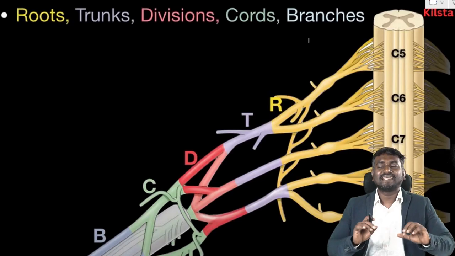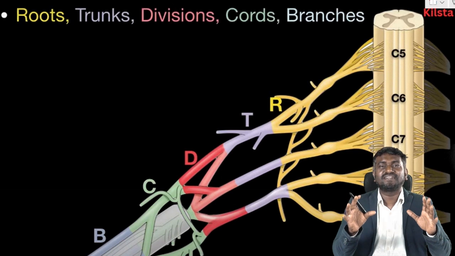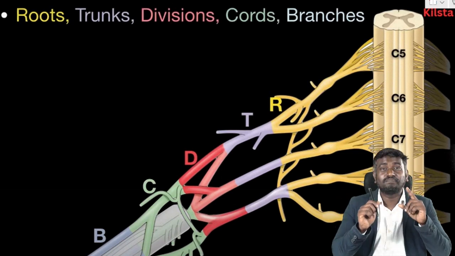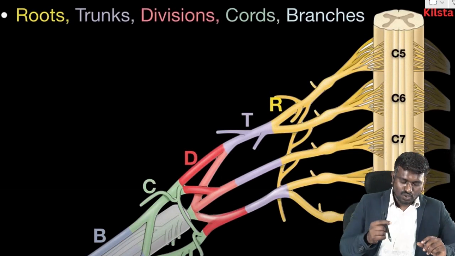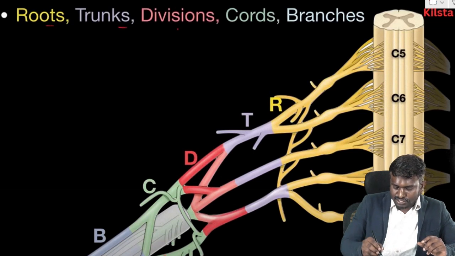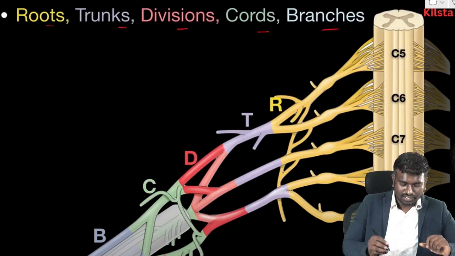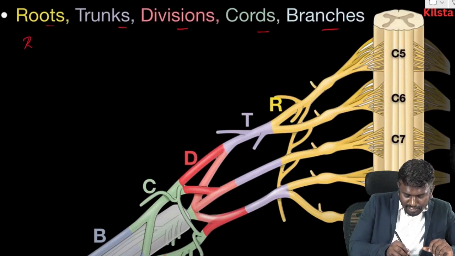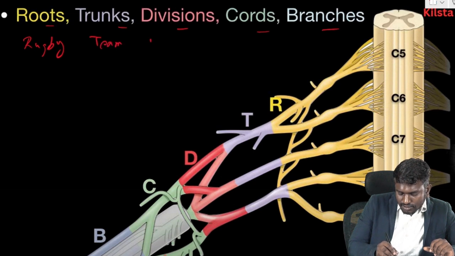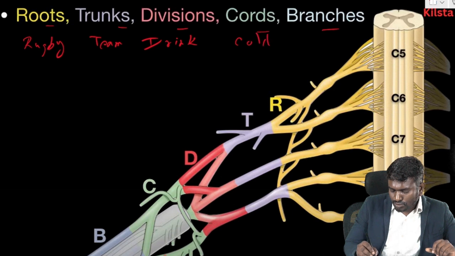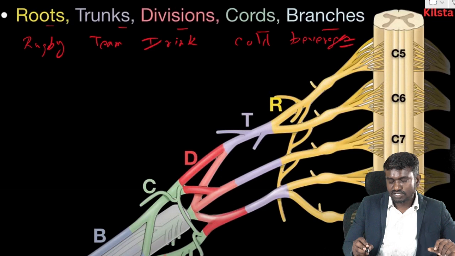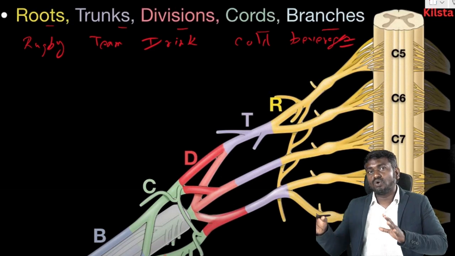Yes. Brachial plexus. This is definitely going to be useful for your life as well. Please concentrate. Now, roots, trunks, divisions, cords, branches. Let's try to remember this first with a very good mnemonic. The mnemonic is: Rugby team drinks cold beverages.